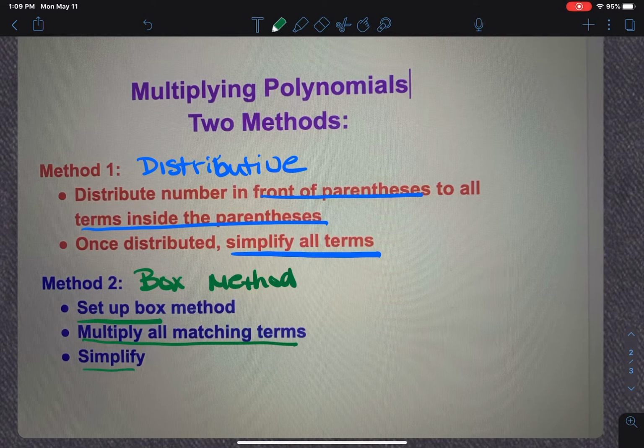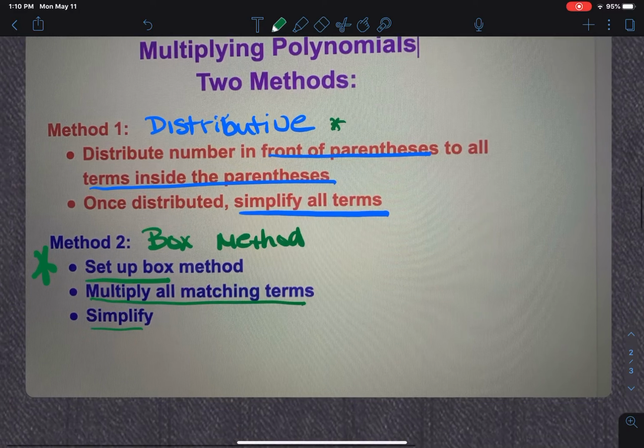Now, I'll be honest, based on what you guys answered, I think almost everybody is using the box method except for a couple. So I think we're going to focus from here on out on using the box method. If you are somebody that prefers the distributive, that's completely fine. Message me and I will send something to you just based on that. Okay, so let's take a look at some of the ones that we have here.